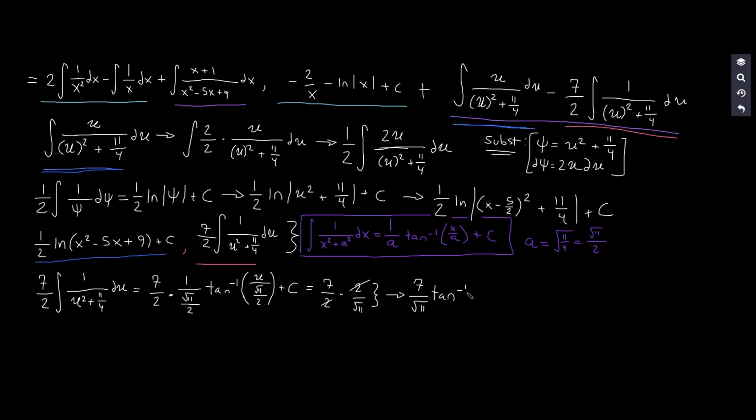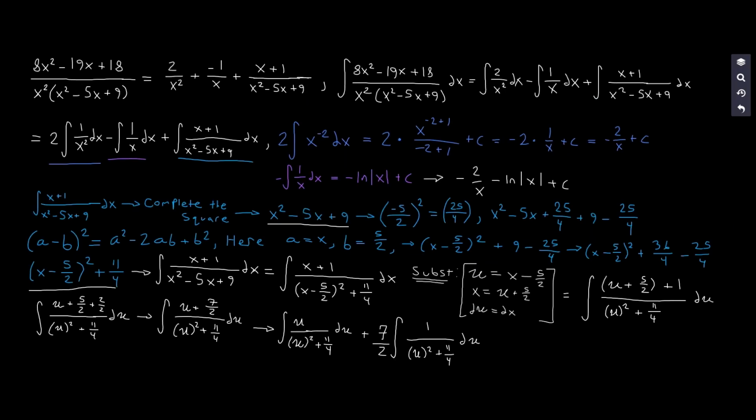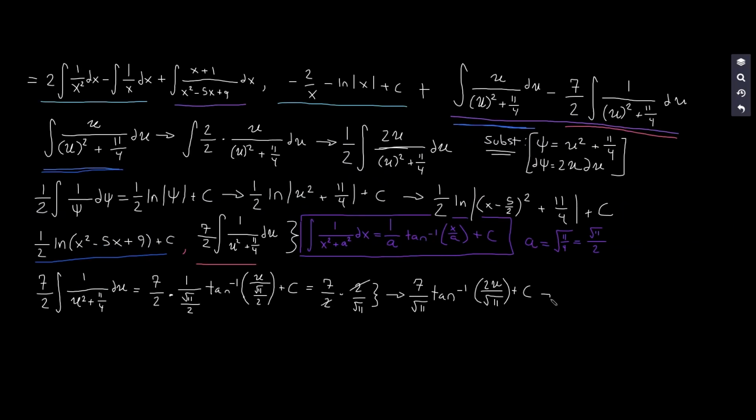Arctangent of 2u, because we're going to reciprocate, 2u over the square root of 11 plus c. But then we want to back substitute for u, because u is set to x minus 5 over 2. Hold on.